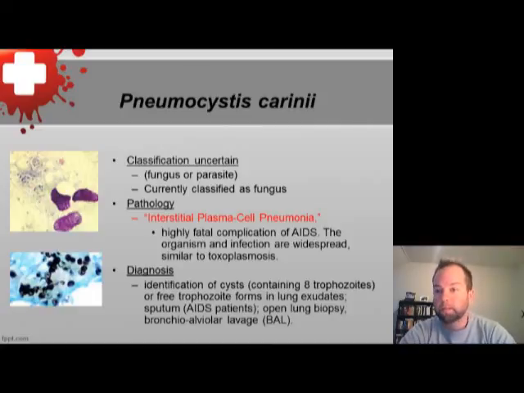In the top image here, we have a Giemsa stain that shows the spherical bodies and the 8 internal trophozoites, but it won't show you the cyst wall. In the bottom image, we have a methenamine silver stain that allows the cyst wall to be seen, but not the internal structures. So both of these stains are used to complement the identification of Pneumocystis carinii.